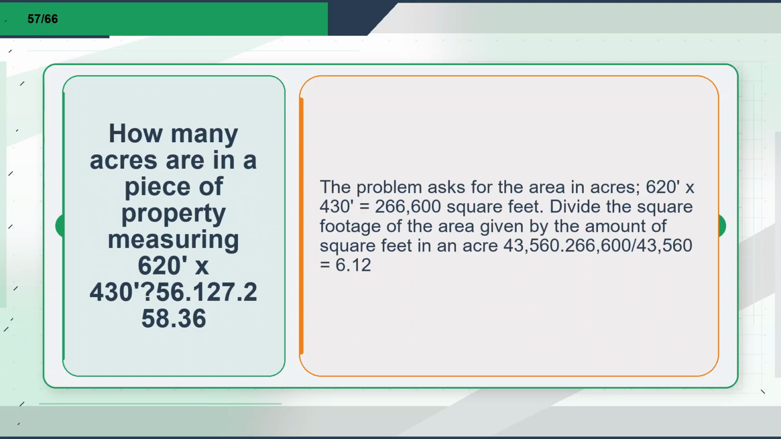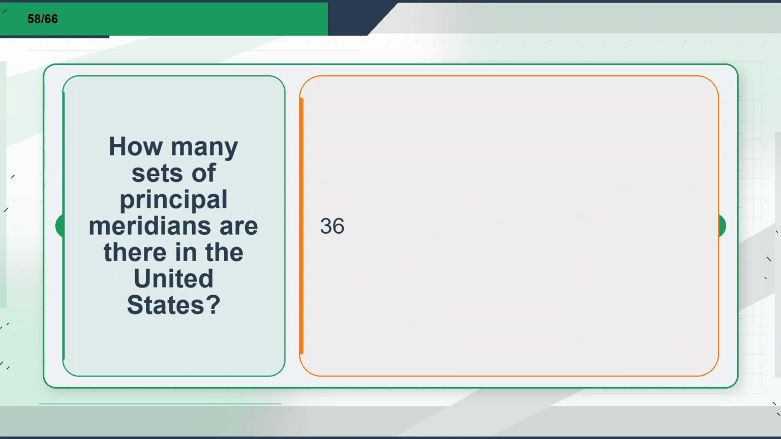Flashcard 57. Term: how many acres are in a piece of property measuring 620 foot x 430? Definition: the problem asks for the area in acres. 620 foot x 430 equals 266,600 square feet. Divide the square footage of the area given by the amount of square feet in an acre: 43,560. 266,600 over 43,560 equals 6.12. Flashcard 58. Term: how many sets of principal meridians are there in the United States? Definition: 36.